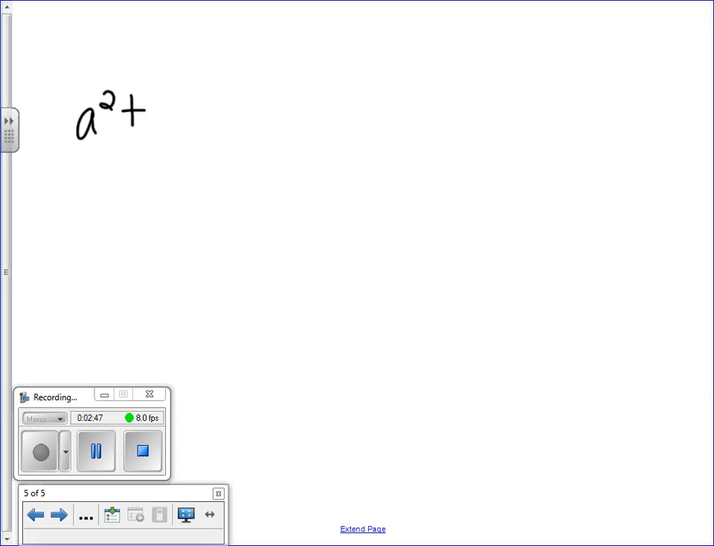a squared plus 10ab plus 25b squared, and then ax plus 4bx. There you go. Try that one.